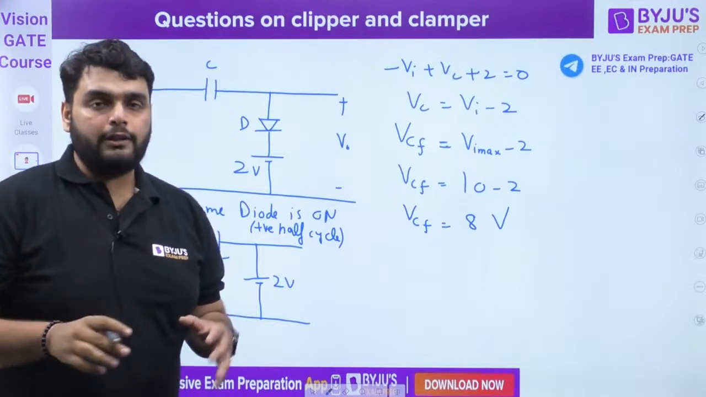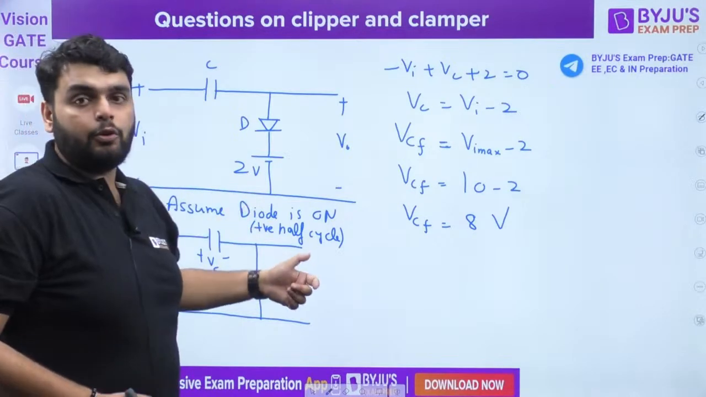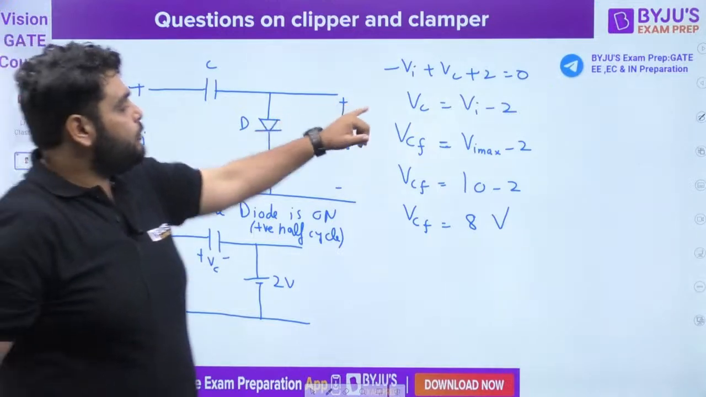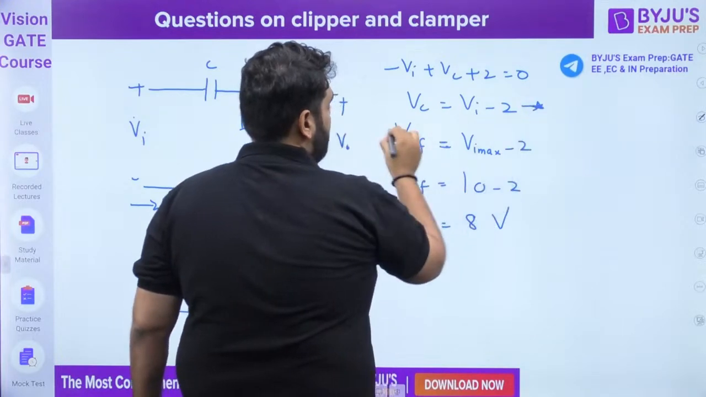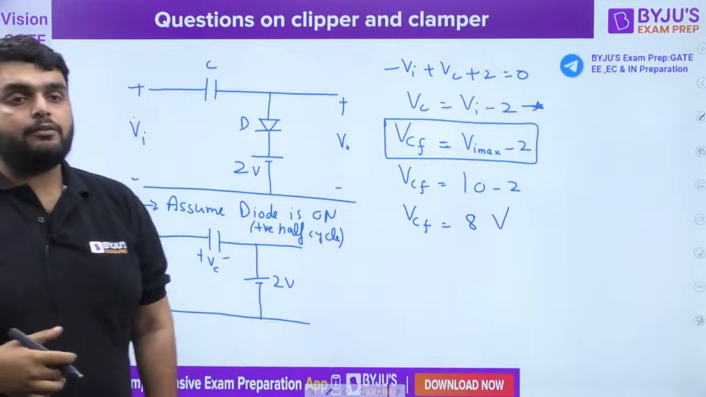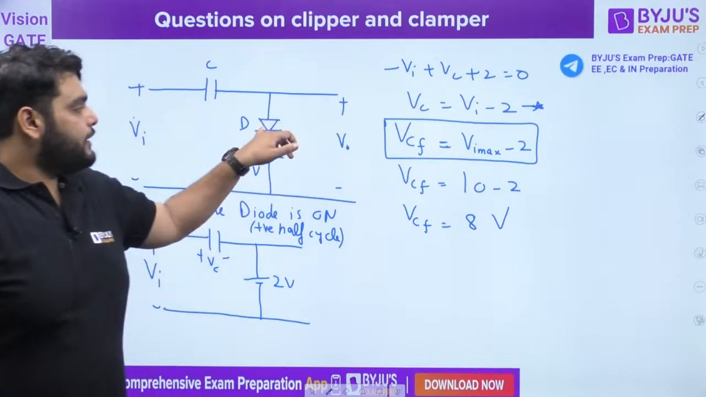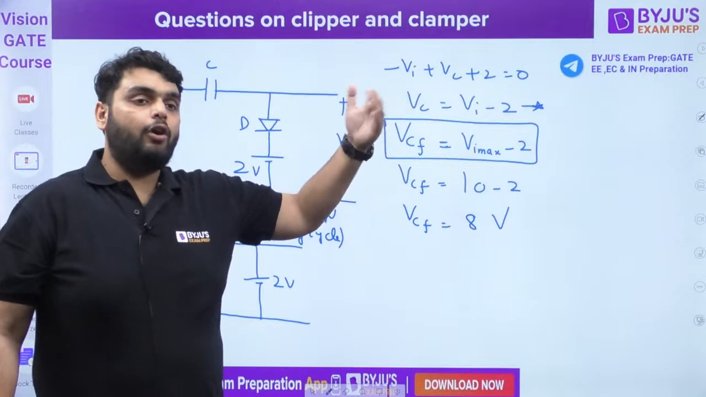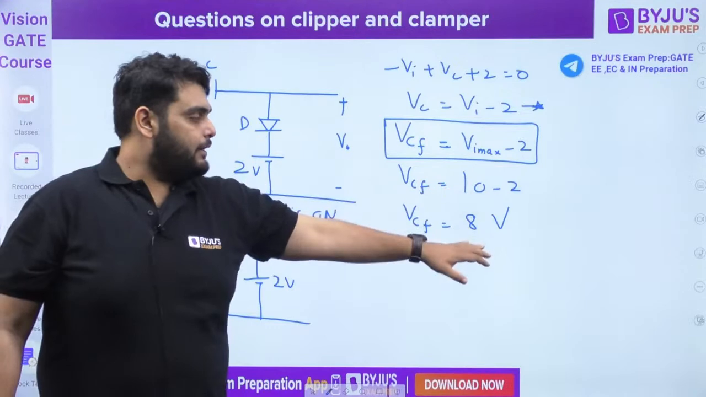So what you have to do here, first of all, is assume the diode is on and check in which cycle it is going to be on. It's going to be on in the positive half cycle. Then you will get the equation of the capacitor voltage. Then you have to find the final capacitor voltage, which is based on in which cycle the diode is on. Diode is on in the positive half cycle, so we have put VI max here. If it is on in the negative half cycle, we have to put VI minimum here. So it will be 10 minus 2, 8 volt.